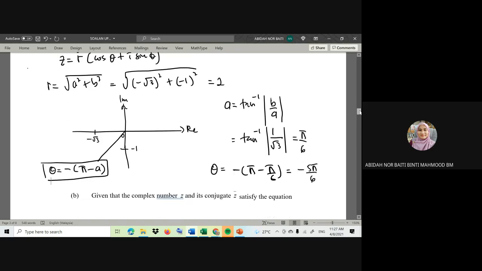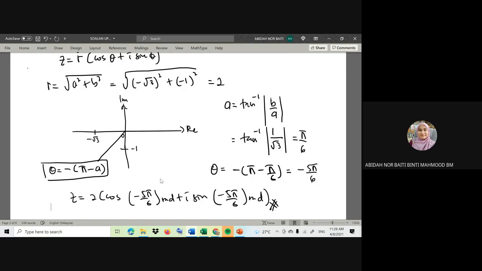Therefore, your polar form ya, soalan dia nak polar form. Therefore, your polar form is R equals to 2 cos theta. Your theta is negative 5 pi over 6 radian plus i sine negative 5 pi over 6 radian. Okay, this is our polar form.